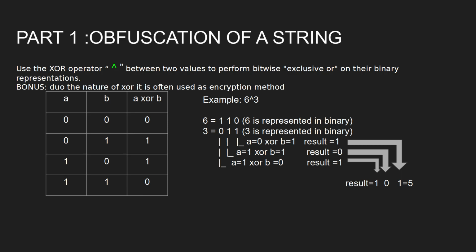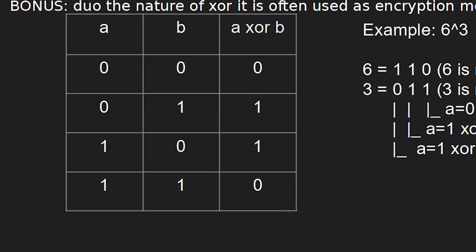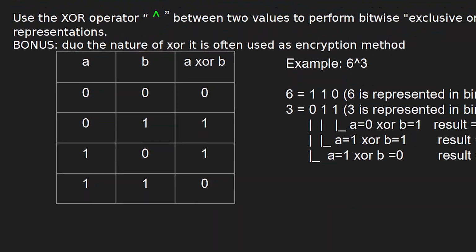So this is the truth table of our XOR function, and what it does is, it has to be either A or B that is true, and the result will be true. If they are both false or they are both true, we get the result false.